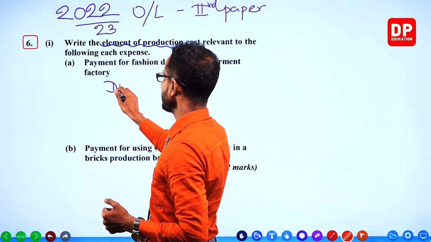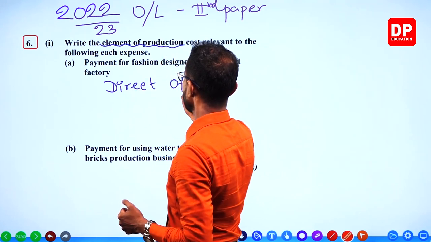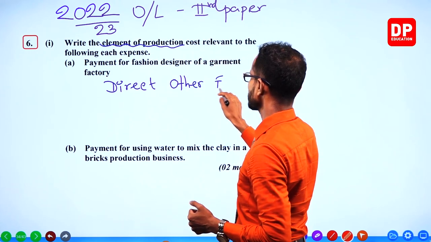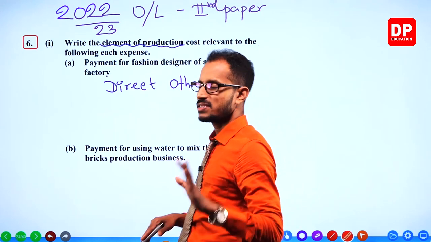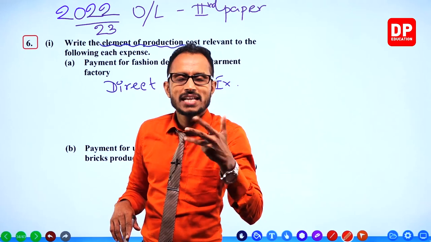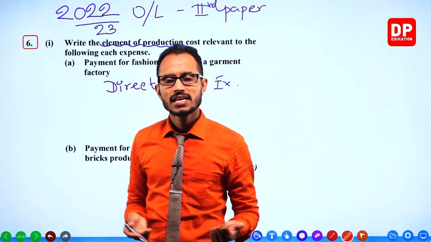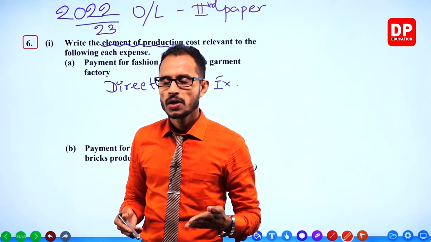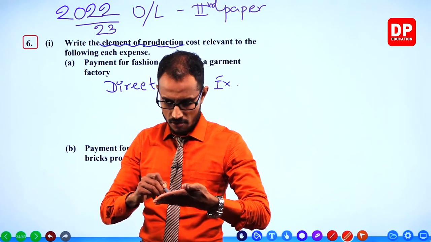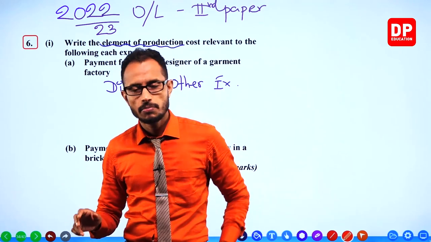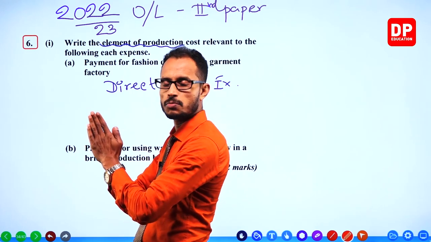So it's a direct expense, right? It's not a direct material. He's not direct labor. It becomes a direct other expense. This cost becomes a direct other expense, right? It's just like patent license fees. If an author writes a whole book, one brand new product, the book becomes a brand new product.